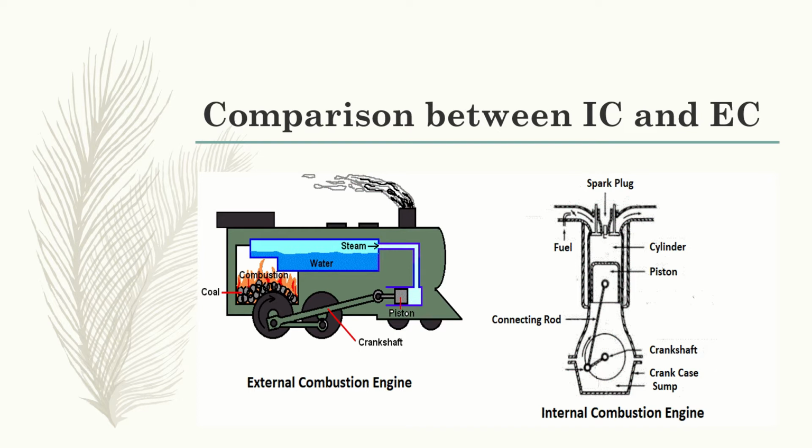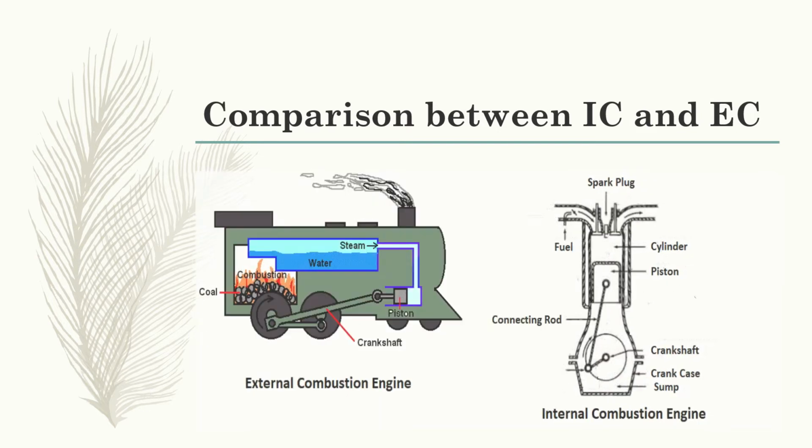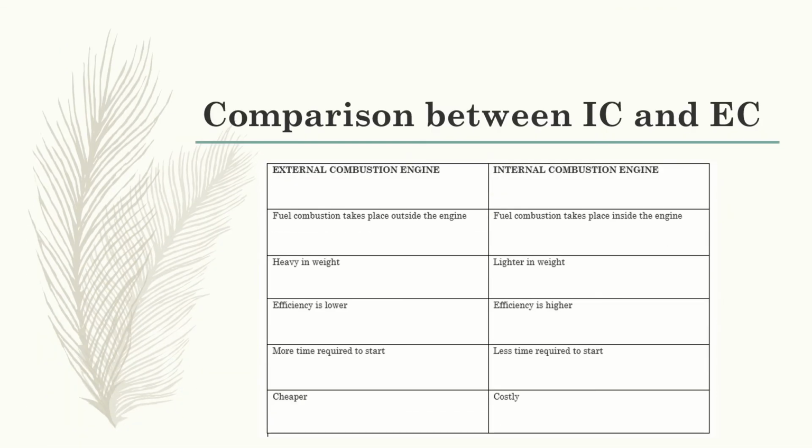So yun yung pinagkaiba nila in terms of weight. So next naman is efficiency. So sa efficiency, ng internal combustion, mas mataas siya kaysa sa external combustion. So bakit? Explain natin, no?